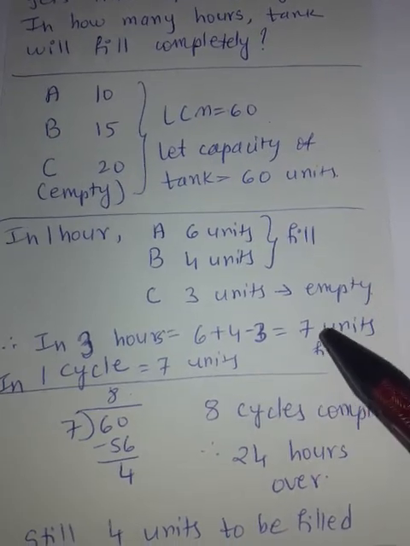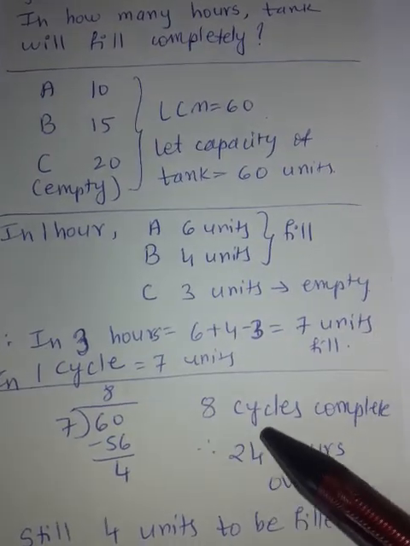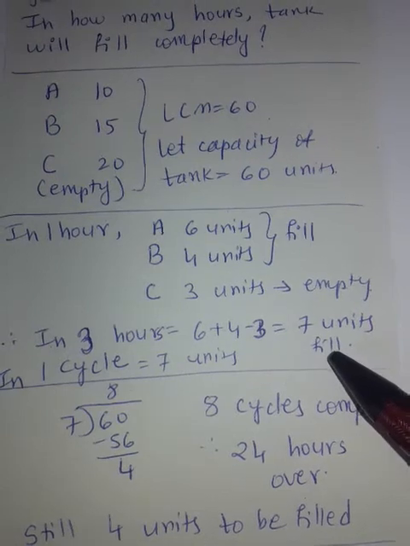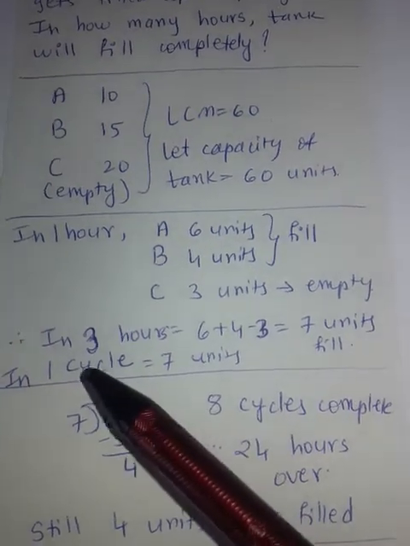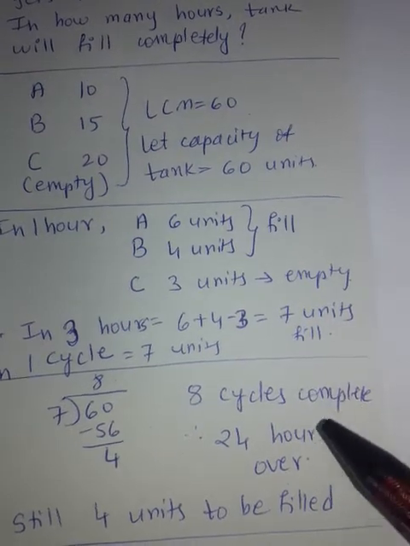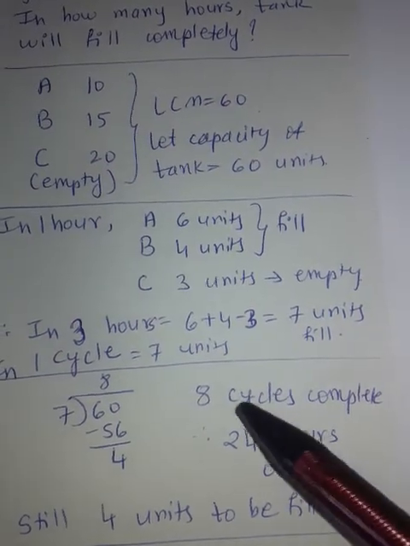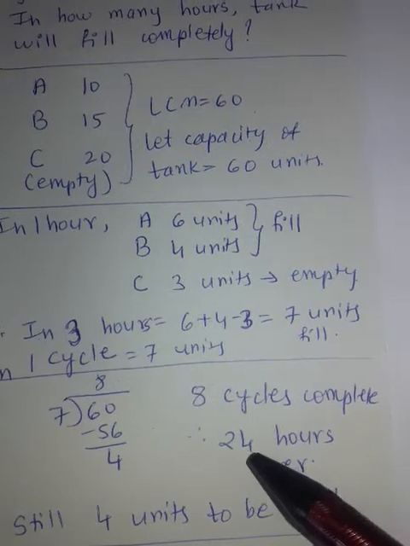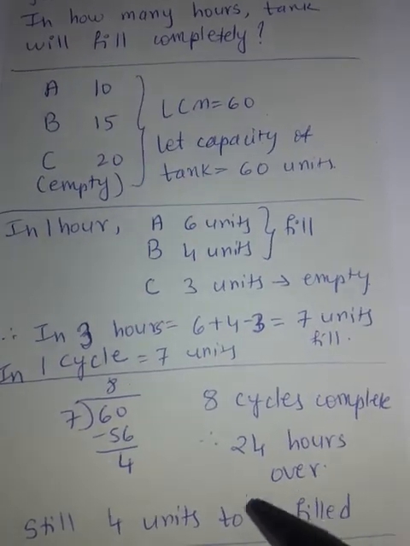7 units in 1 hour. So in 8 cycles, 7 units, not in 1 hour. 7 units are filled in 1 cycle. So then 8 cycles, 7 8s are 56 units will be filled in 8 cycles. 8 cycles is how many hours? 24 hours.